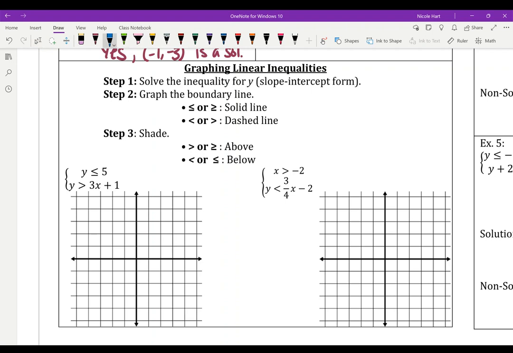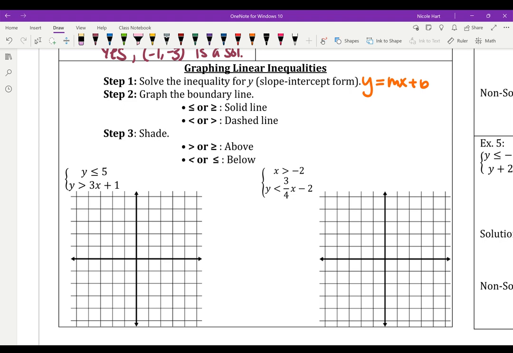We solved the inequality and put it in slope-intercept form. A reminder, slope-intercept form says y equals mx plus b, but that equal sign could be less than, greater than, less than or equal to, or greater than or equal to. It could be any of those symbols. And then based on the symbol that we have, we are going to either do a solid line if it says or equal to, so less than or equal to, or greater than or equal to. If it does not say the or equal to part, it will be a dashed line.